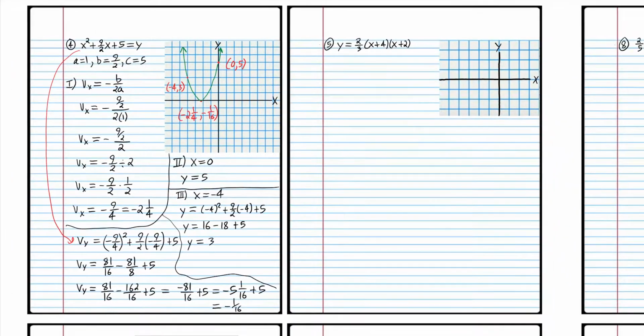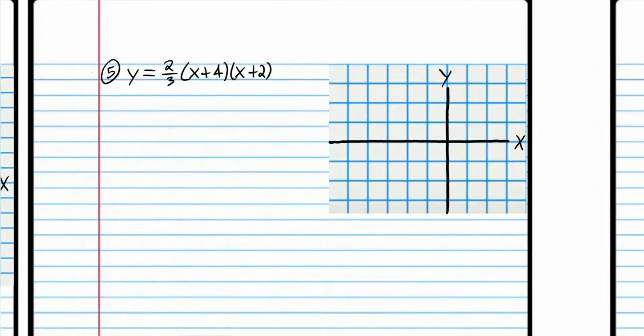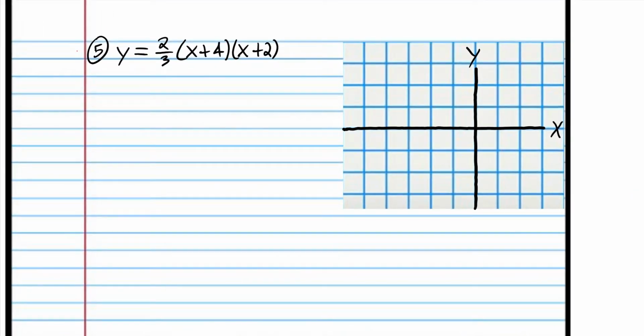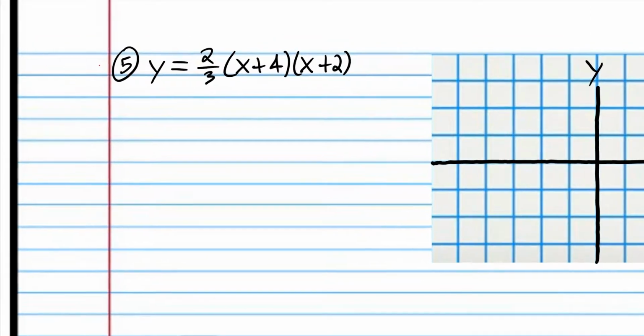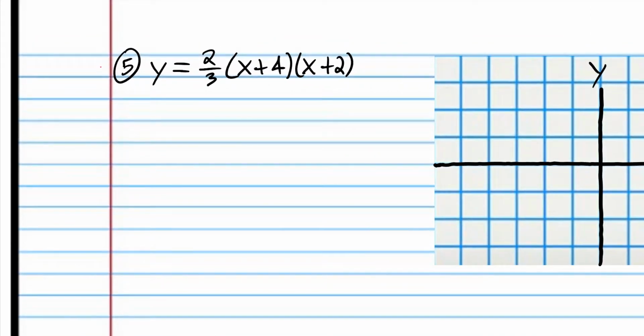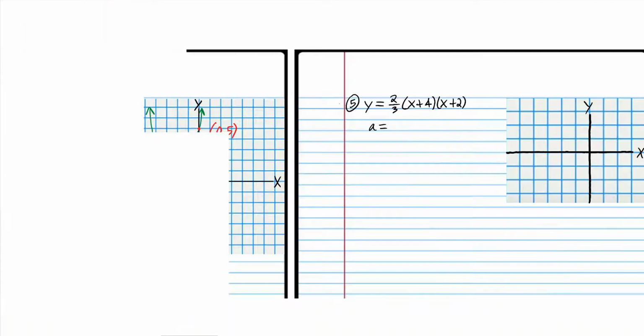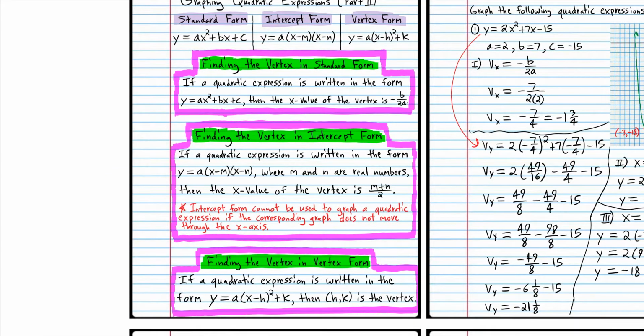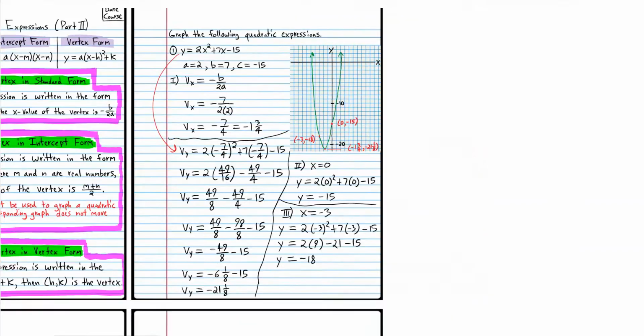Okay, on to the next problem here. Now we have intercept form. The only difference is we have a fraction we have to deal with. Again, that's the point of these problems, is to get used to using fractions. So the first thing we're going to do is we're going to label everything. And again, if you haven't taken a screenshot, we have intercept form up in the middle, and then this information tells us how to deal with vertex form.